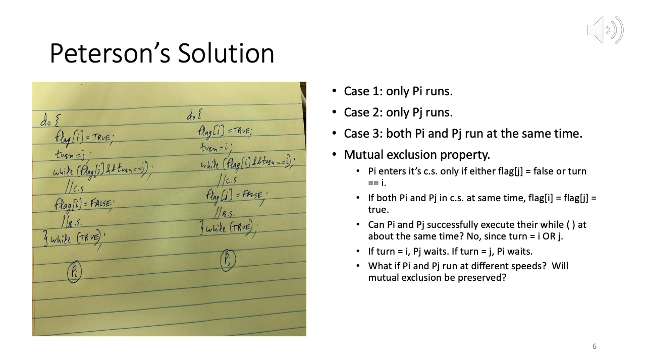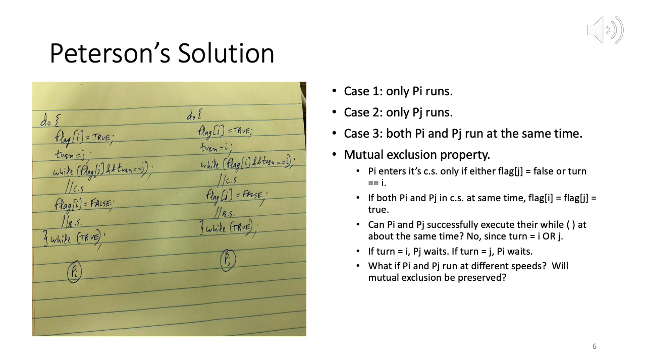Other scenario: both of them set their flags at roughly the same time, then turn = i is executed, and then immediately turn = j is executed. In that case, it's reversed. Pj will get to enter the critical section. Flag i will be true, but turn will be j. So for Pj, turn == i is false, so Pj will get to enter the critical section. Pi will wait.